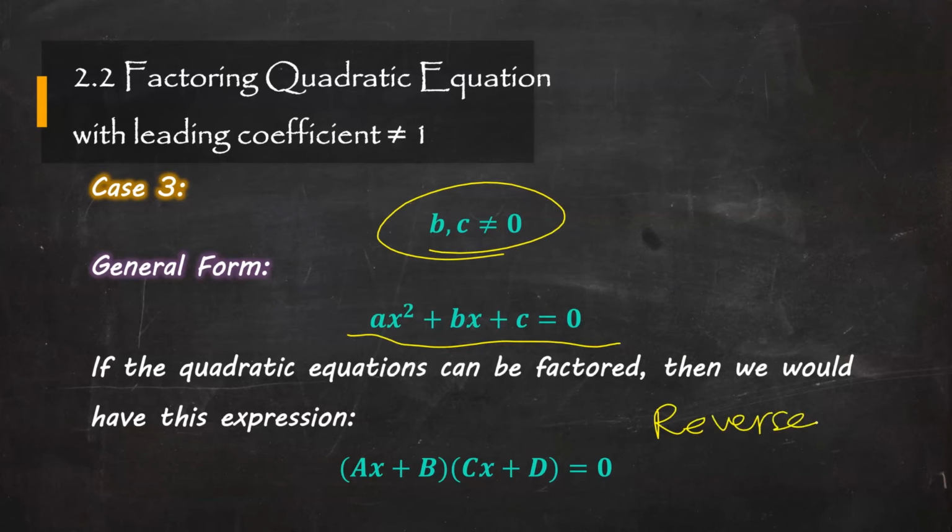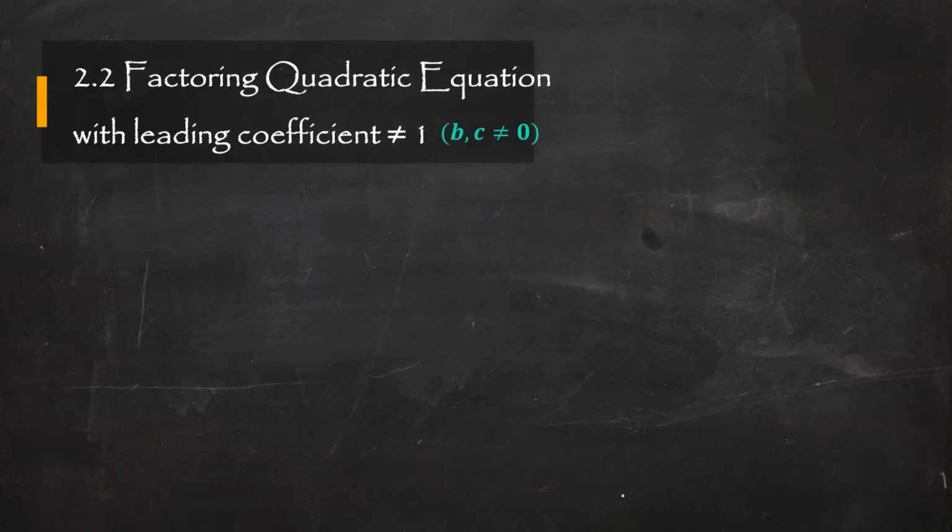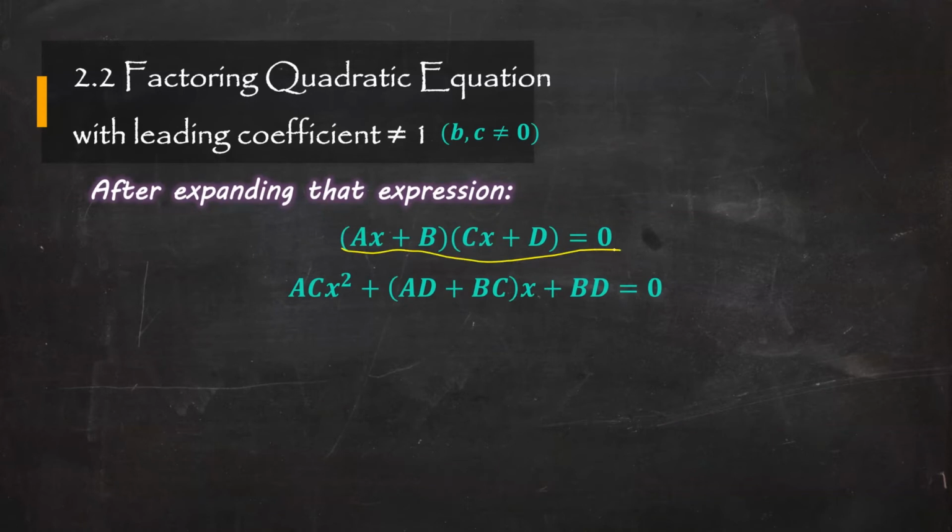So it means that we assume we have this expression after factoring, and then we're going backwards to find the general expression. So now we have this expression, and then we expand that into this expression by using the FOIL method, right? And here we have AC x squared plus (AD plus BC) x plus BD equals 0.